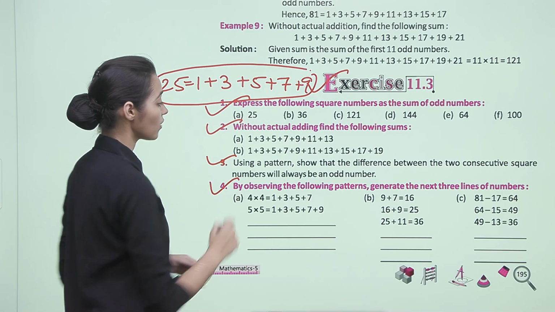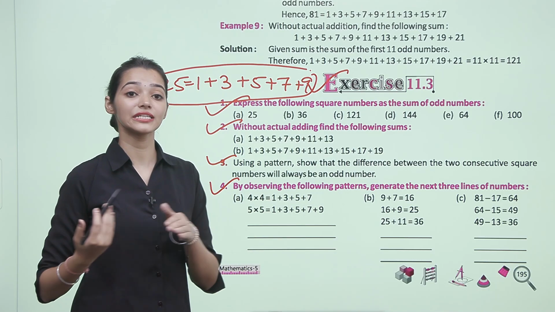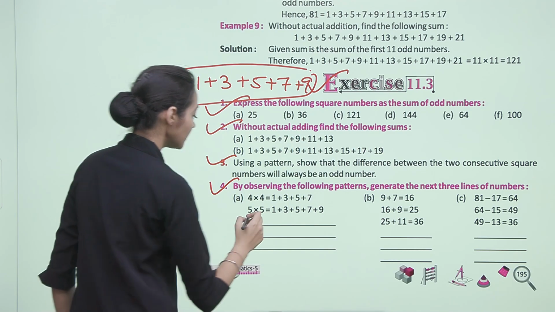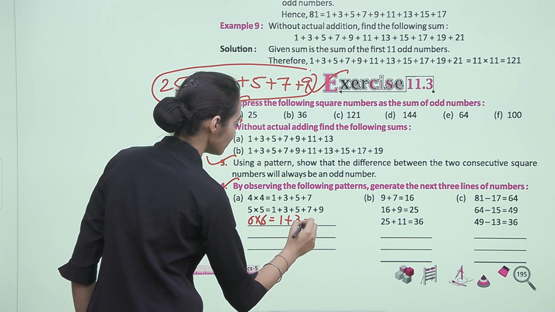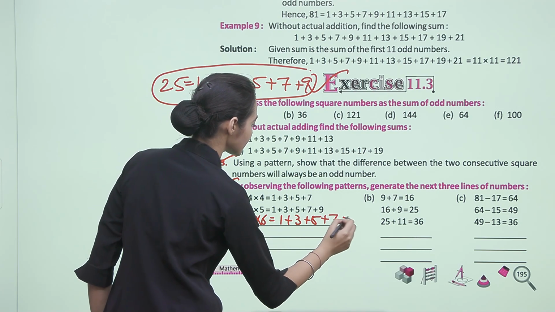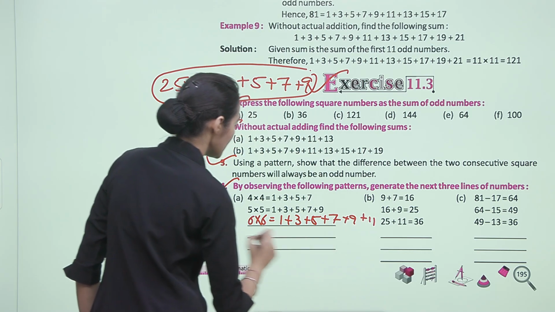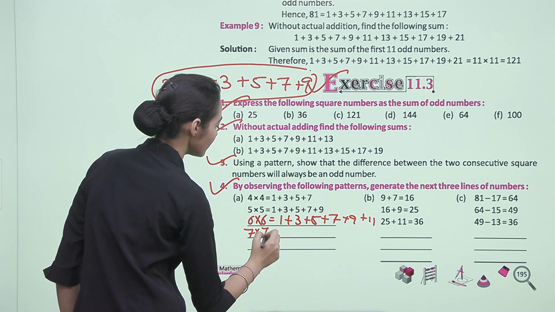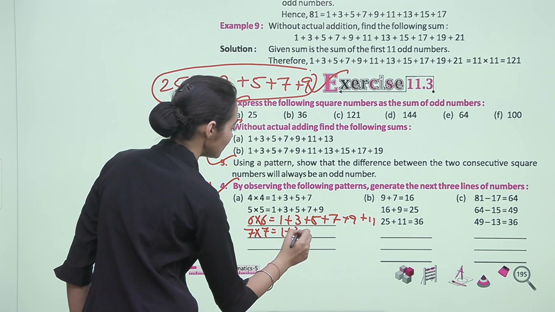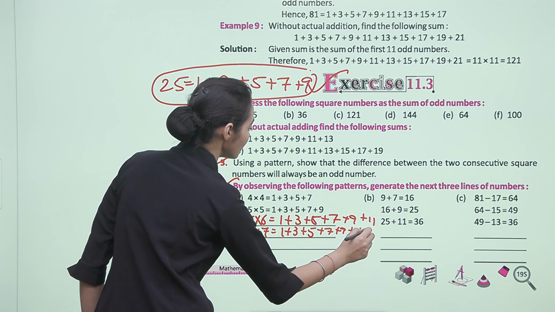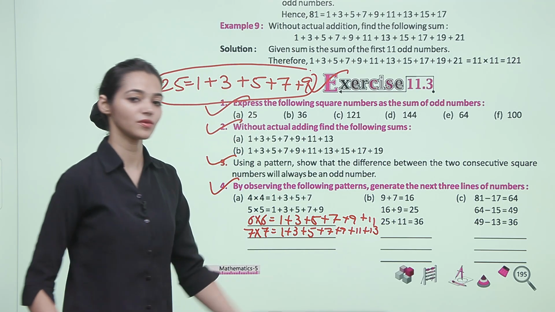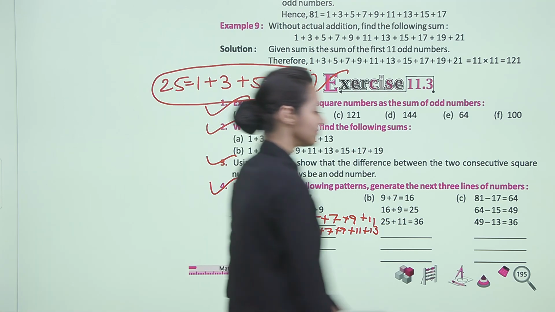Now in the next one, by observing the following pattern, we have to generate the next 3 lines of these. So it can be 6 into 6 is equal to 1 plus 3 plus 5 plus 7 plus 9 plus 11. Next one will be 7 into 7 is equal to 1 plus 3 plus 5 plus 7 plus 9 plus 11 plus 13. That's how you have to complete the remaining parts.